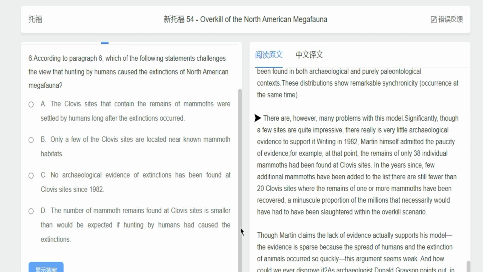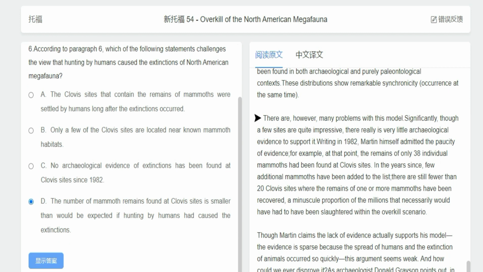C. The passage says that in the years since, few additional mammoths have been added to the list. So we know that there is at least one. So C is false. D is what we're looking for. That is, there isn't enough archaeological evidence.